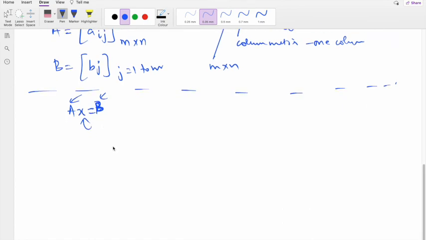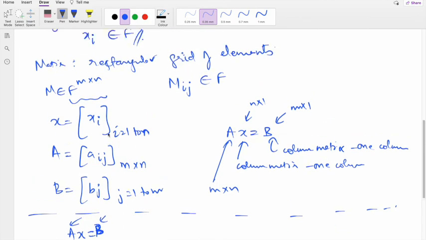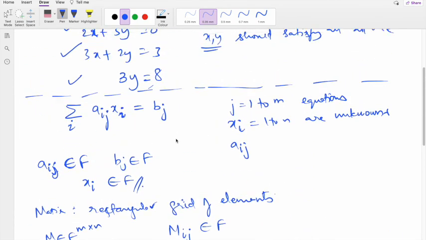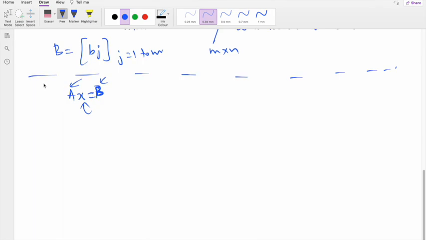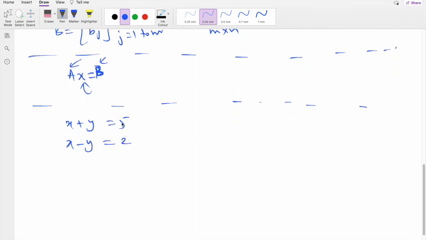So we now look at what properties are applicable on this system to get your solutions. Let's say one simple property we'll look at. Let's say I have two equations of this form: x plus y equals 5 and x minus y equals, let's make it 3 simply for simplicity.